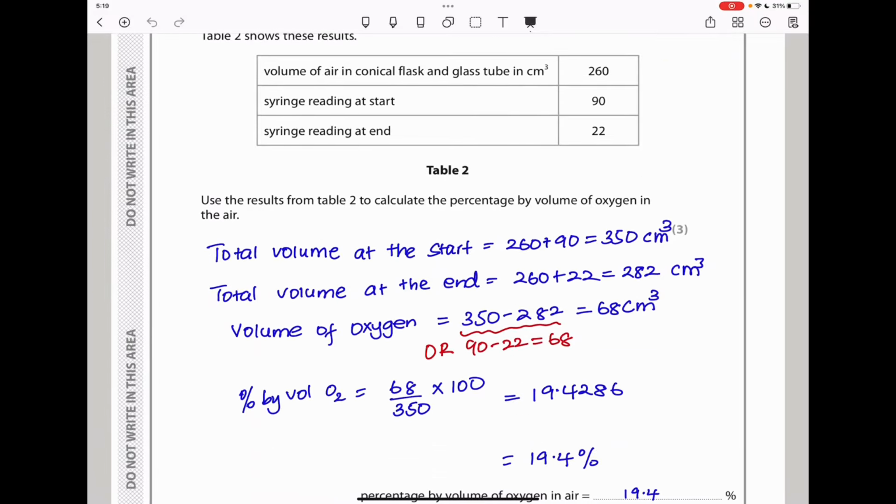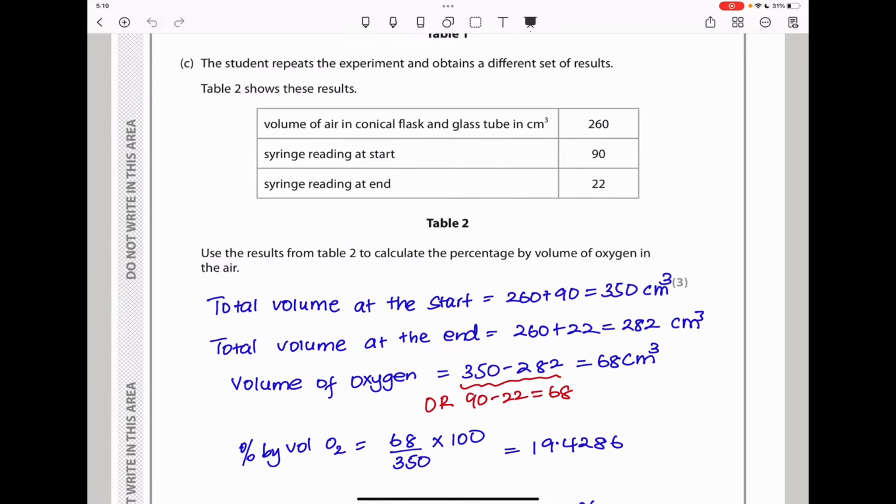So here they ask, use the results from table 2 to calculate the percentage by volume of oxygen in the air. So for me, what I did is I added up the initial total volume and the final total volume. So initial total volume is that plus that, which gives us 350 centimeters cubed. And then the final total volume should be that plus that, which gives us 282 centimeters cubed. That means the difference between that and that is the volume of oxygen used. Or you could do the difference between these two. That could also give you the volume of oxygen, like you can see here.